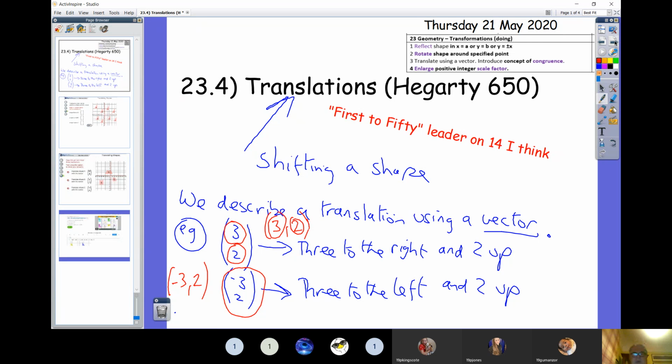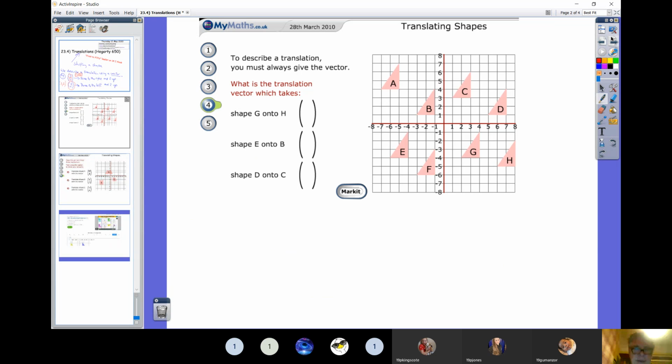So, this would be the worksheet that we would be completing if we were in class. I'm just going to demonstrate one or two of these. The first one is asking us to describe how we would go from shape G to shape H. What you do is take a point of your choice. It doesn't matter which point you choose, but make sure you take the same point on each of the shapes. So I'm going to take the top corner. Just mark it in the top corner, and then you've just got to describe how you get from G to H.